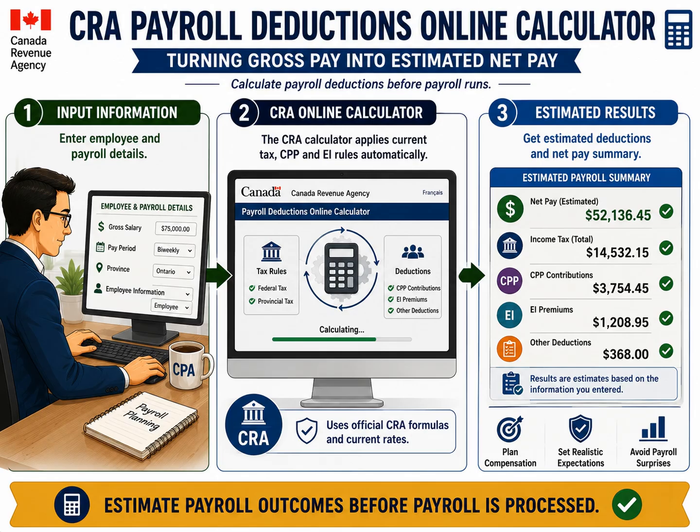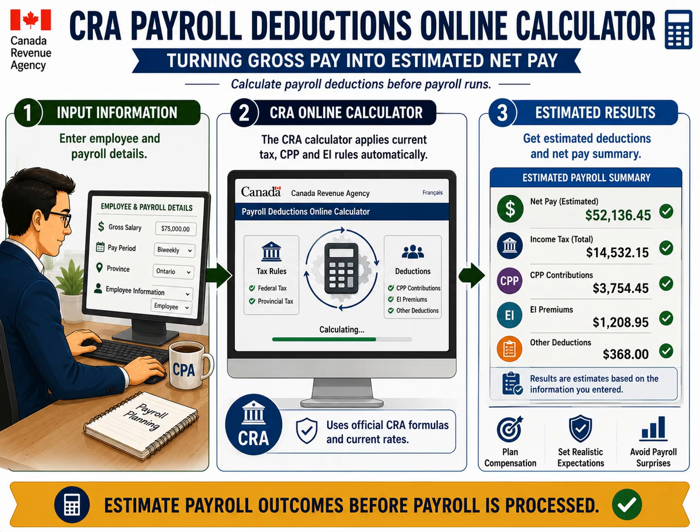Once the information has been entered, the process moves to the center of the slide. This is the CRA online calculator itself. Think of this tool as a payroll calculation engine. The calculator applies payroll formulas automatically. It considers tax rules, CPP contribution requirements, and other payroll deduction calculations. Instead of manually estimating deductions, the calculator performs the calculations using established payroll rules. This helps practitioners obtain consistent and reliable estimates.